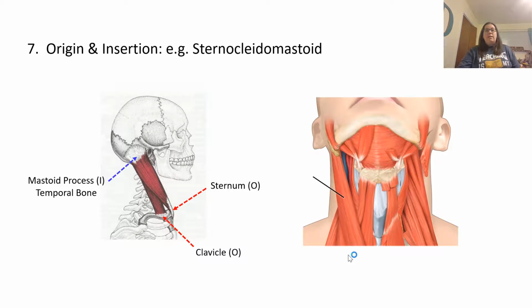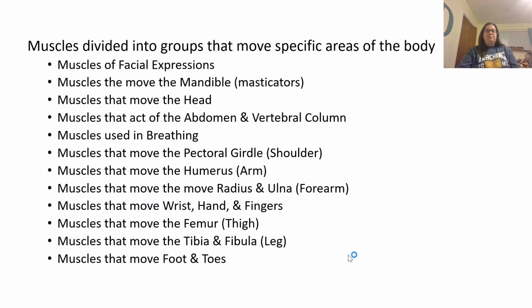We can also see that they may be named based on their origin and insertion. Okay, the 2 bones that they connect to. So we have here the sternocleidomastoid. This is going to connect down at the sternum and clavicle area, and it's also going to connect at the mastoid process back here on the temporal bone. So it's the muscle that runs this way between those 2 bones.